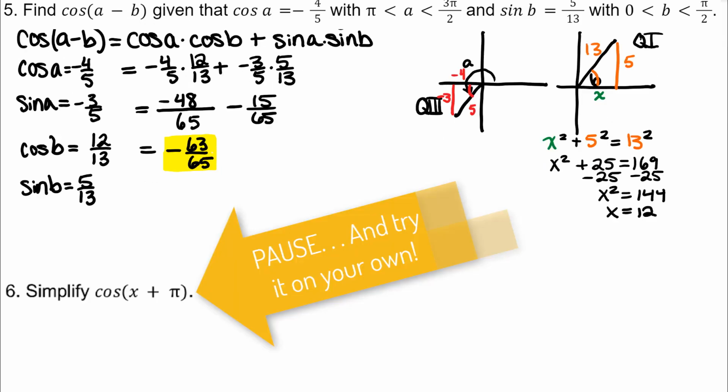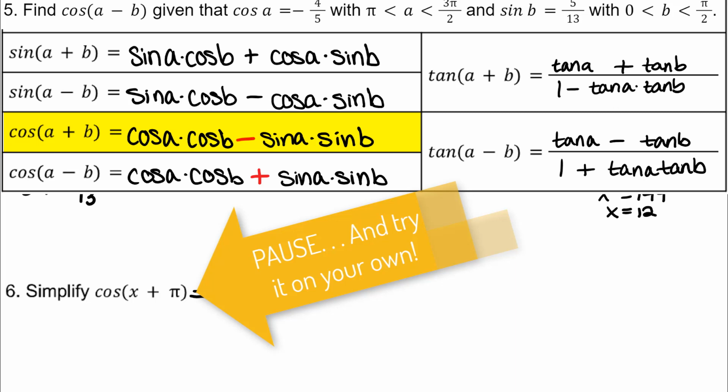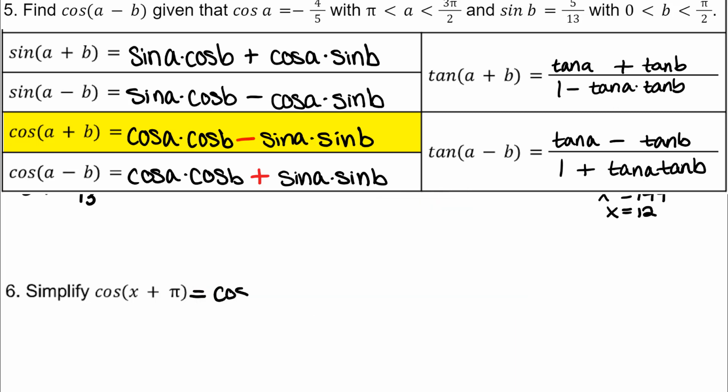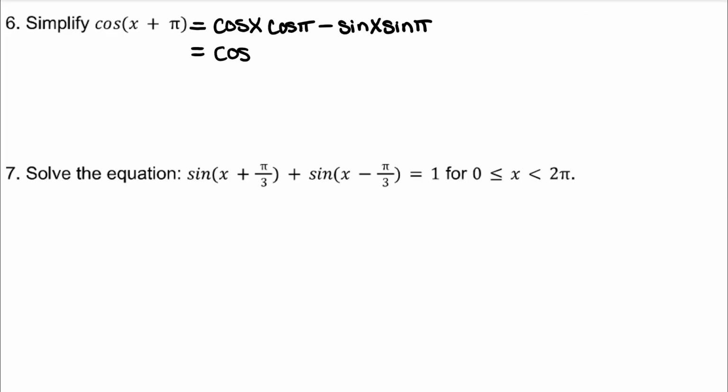Simplify cosine of x plus pi. Try this on your own using a sum formula. Look, you already know cosine of pi and sine of pi. Cosine of pi is negative 1 and sine of pi is 0. So this simplifies to be negative cosine x.